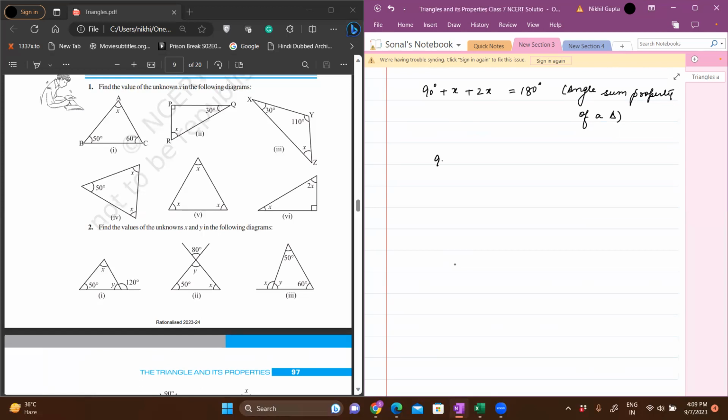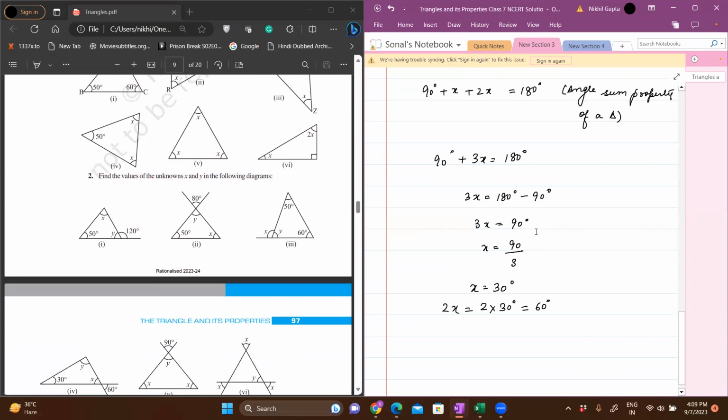So 90 plus 3x is equal to 180 degrees. 3x will be equal to 180 degrees minus 90 degrees, which is ultimately equal to 90 degrees. So x will be equal to 90 divided by 3. So x will be equal to 30 degrees. So the value of the angle x is 30 degrees, and 2x is double of 30 degrees, which is 60 degrees.